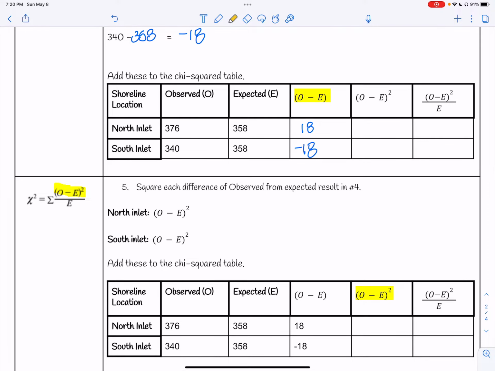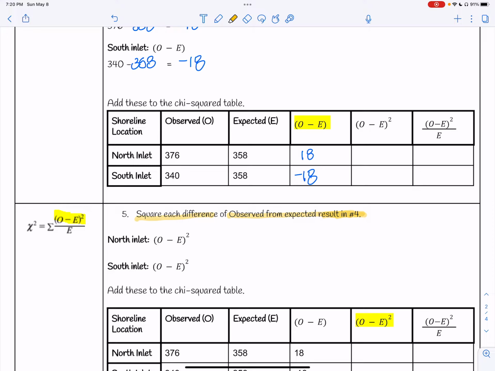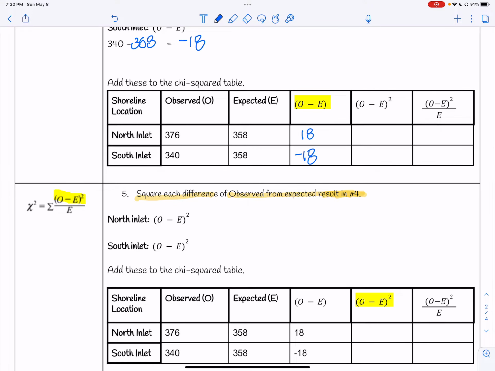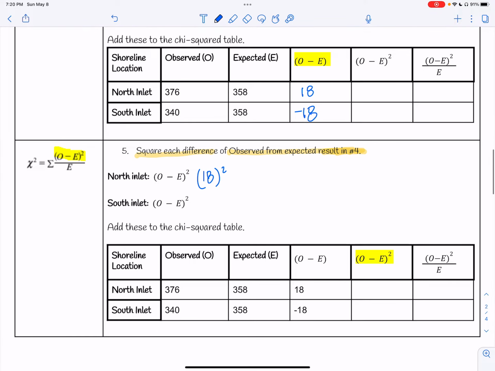Okay, so square each difference from the observed from the expected result that you just did in number 4. All right, so in the north inlet, observed minus expected, 18 squared. And in the south inlet, negative 18 squared. You're going to add these to your chi-squared table. Go ahead and do those.